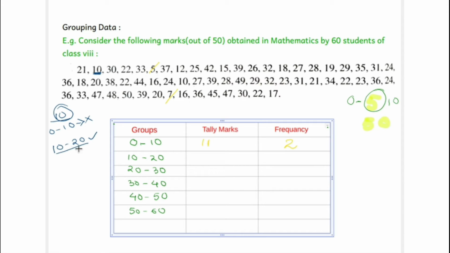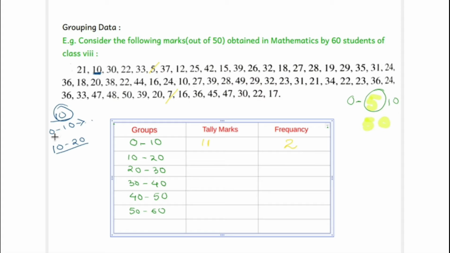First of all, we can't consider 10 in both groups. 0 to 10 and 10 to 20, in both the groups 10 will lie, but we can't consider 10 in both the groups. So for that what we will do, we will take the common observation, that means this 10 will belong to the higher class.